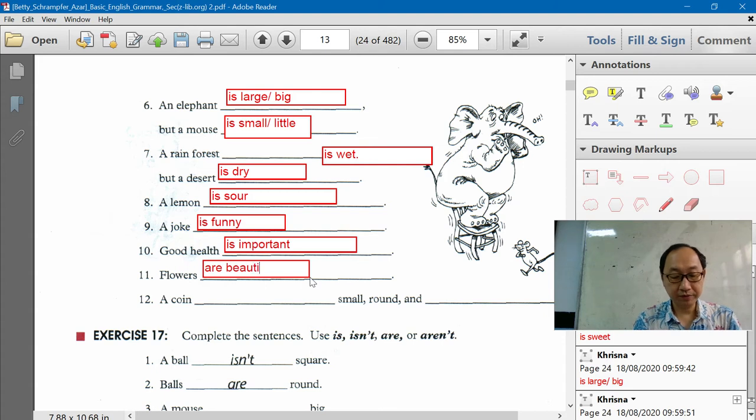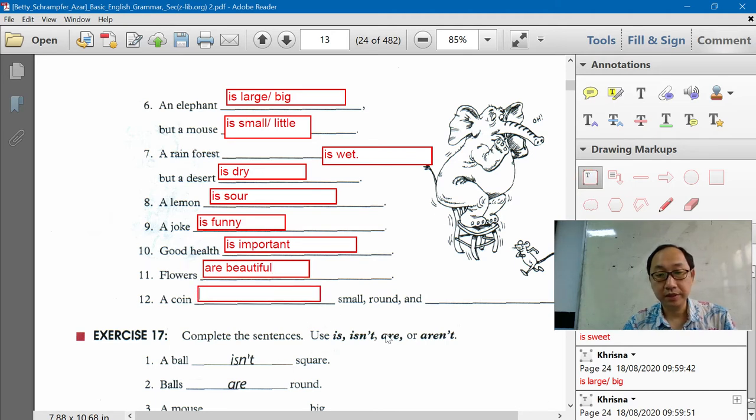Flowers are beautiful. Anybody like flowers? A coin is, what is this? A coin is small, round, and what? A coin is small, round, and cheap, perhaps, yeah? Okay, there you go. That's the combination of to be and adjectives. And then the combination is going to be a little bit more complex by deciding whether the information is true or not, yeah? Okay.